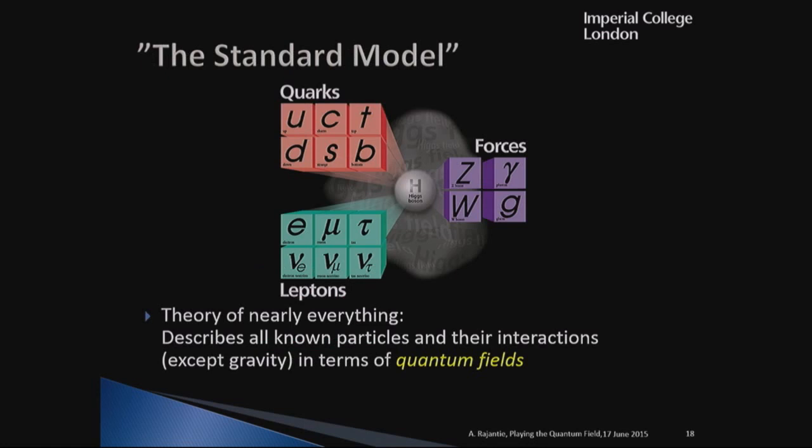Now, this is what we call the standard model of particle physics. These elementary particles, and it is a really remarkable theory, because it's basically a theory of nearly everything. It describes almost everything except gravity. Everything else, it describes all known particles. Everything we know is made up of these elementary particles. It describes all the forces between them, all of their behavior. And the way it does that is in terms of quantum fields. And so that's what I now want to move to, is explain what I mean by that.